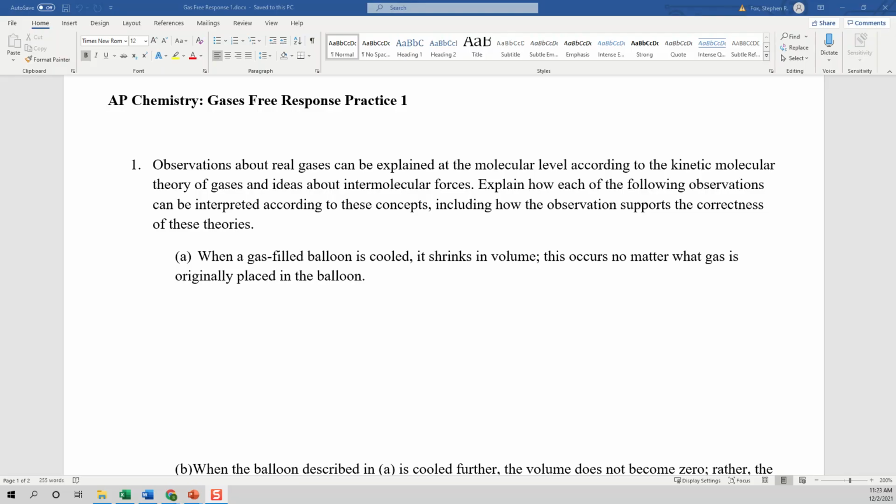All right, so let's jump into free response one. All right. So here it says observations about real gases can be explained at the molecular level according to KMT, kinetic molecular theory of gases, and ideas about intermolecular forces. Explain how each of the following observations can be interpreted according to KMT and IMFs, including how the observation supports the correctness of the theories. Okay, so let's get into it.